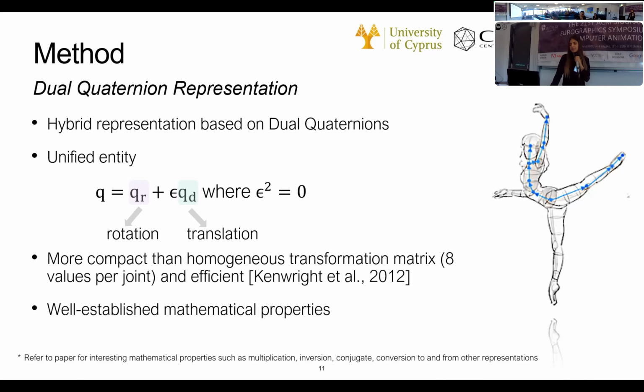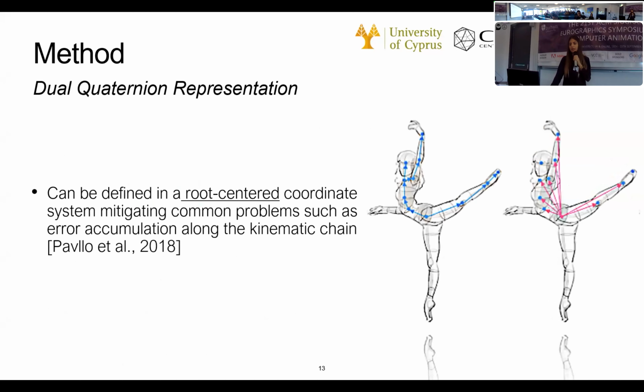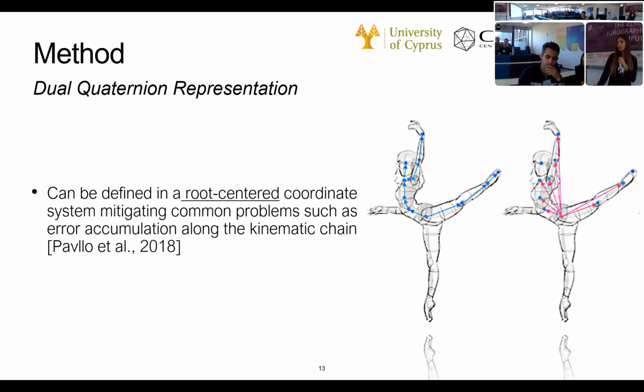Besides, their well-established mathematical properties allow us to define the feature representation in such a way as to reflect the phenomenon of error accumulation. To be precise, we define the features of each joint in a root-centered system. To do so, as a preprocessing step, we traverse the kinematic tree and calculate the orientation and displacement of each joint with respect to the root joint, which is usually the hip joint.